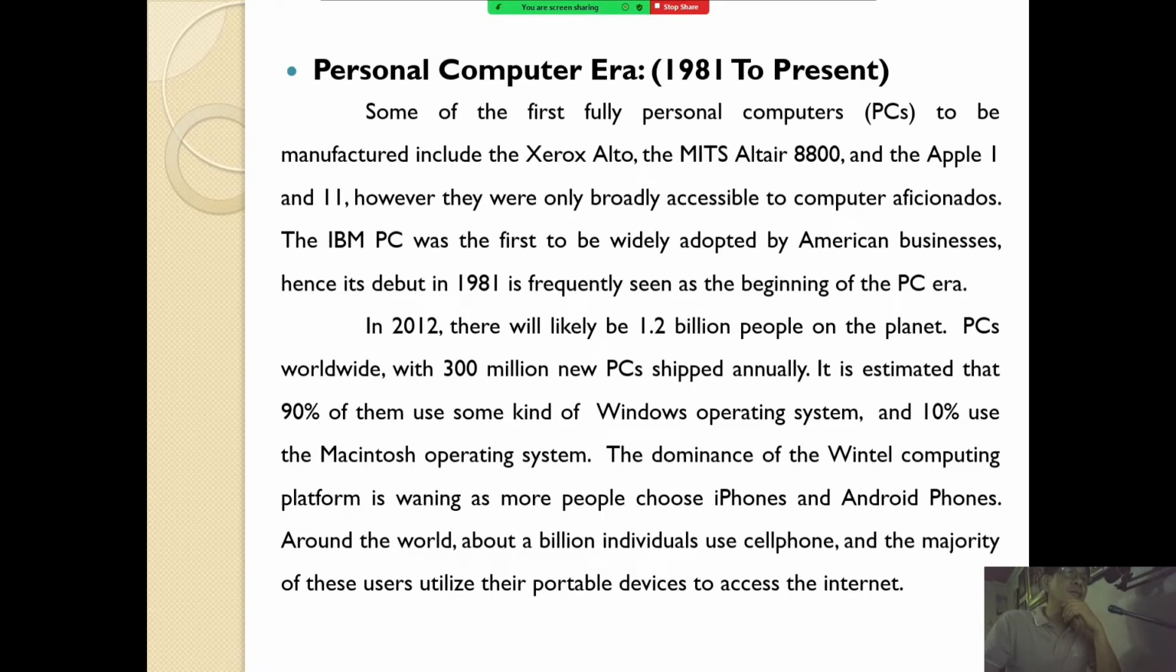In 2012, there were likely to be 1.2 billion PCs worldwide, with 300 million new PCs shipped annually. So there were already so many at that time, 2012, almost 1.2 billion PCs on the planet, and 300 million new PCs shipped annually. It is estimated that 90% run some kind of Windows operating system and 10% the Macintosh operating system. The dominance of the Intel computer platform is waning as more people choose iPhones and Android phones. Around the world, about 1 billion individuals use cell phones, and the majority of these users use their portable device to access the internet.